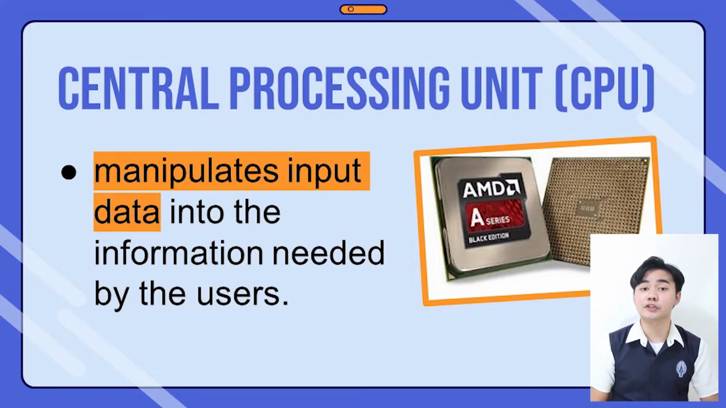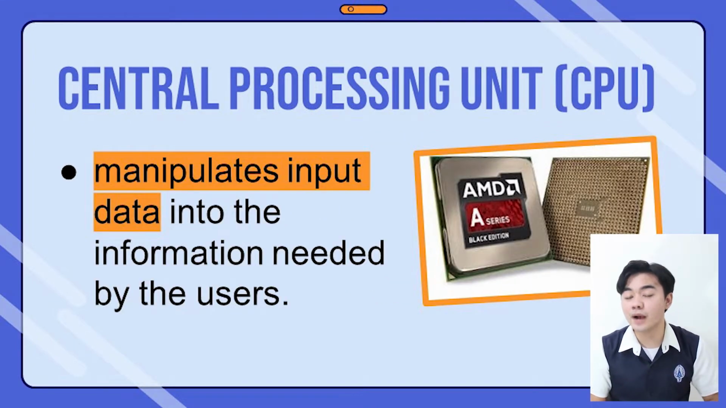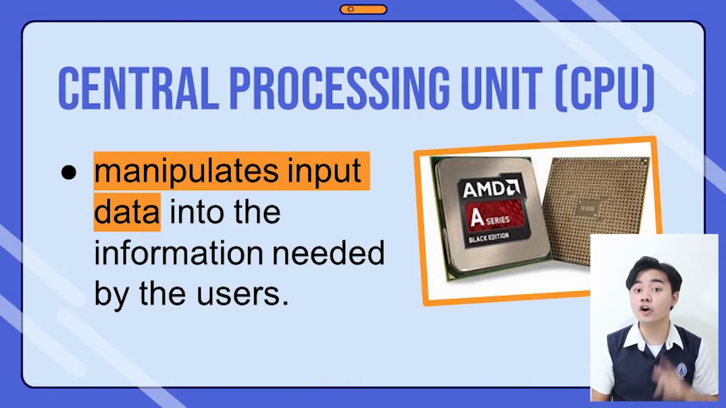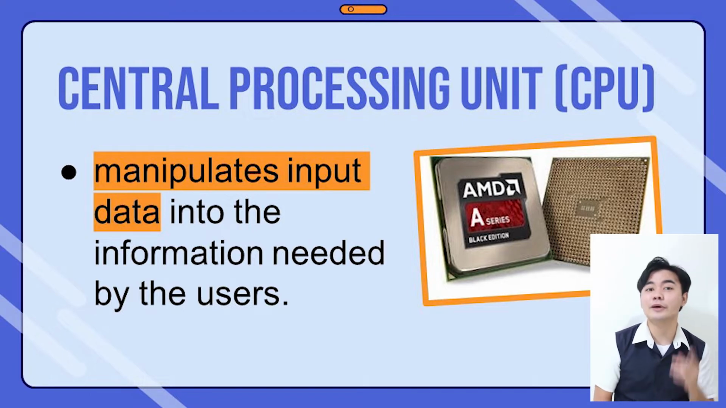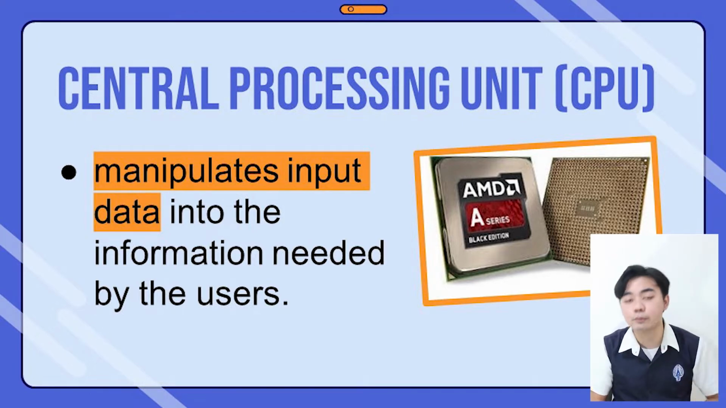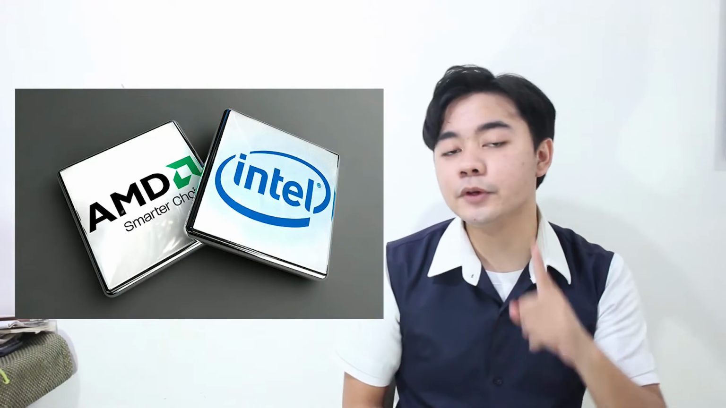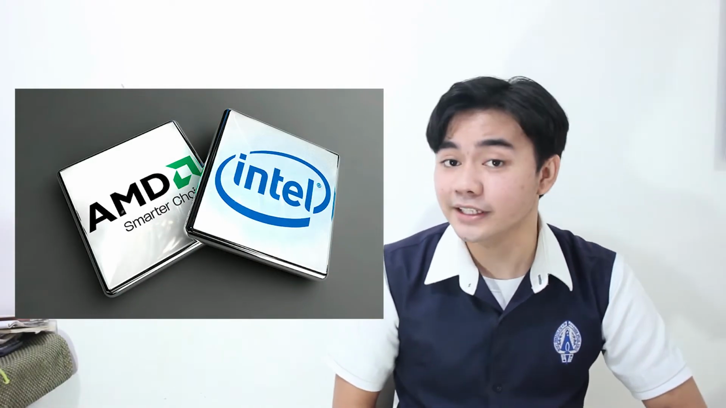Next, ang central processing unit or CPU. Ito naman ang nagmamanipulate ng input data at nagsisilbing brain of the system unit. Ito ang core ng mga system unit. Para siyang prinsipe dahil meron itong heatsink at meron din itong fan upang hindi uminit dahil very crucial at very important ang CPU. At ang CPU ay may 2 leading brands. Ito ang AMD at ang Intel.